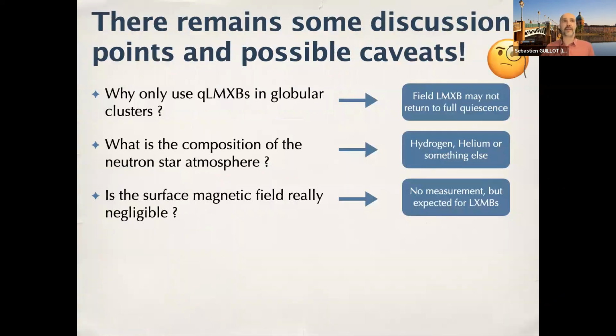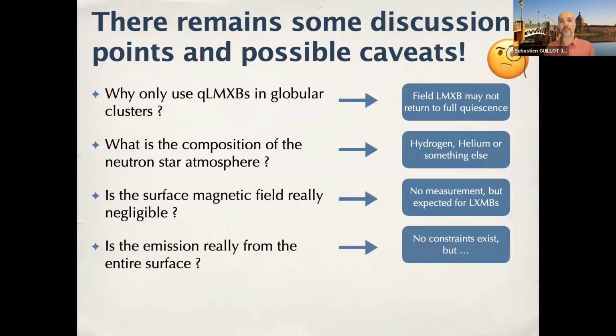Okay, the next aspect is whether the surface magnetic field is really negligible. There are no measurements for low-mass X-ray binaries in quiescence, because we cannot deduce the magnetic field if we don't measure, for example, the spin and the spin-down of the neutron star. But if we compare to other low-mass X-ray binaries in the field, they are generally around 10^8 to 10^9. So this is considered a safe assumption.